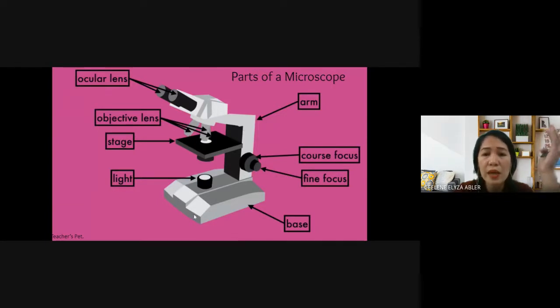Kapag hahawak ng microscope, class, dalawa ang hahawakan mo: the arm and the base. Support sa base, and you have the arm dito na portion, ito sa upper na portion.